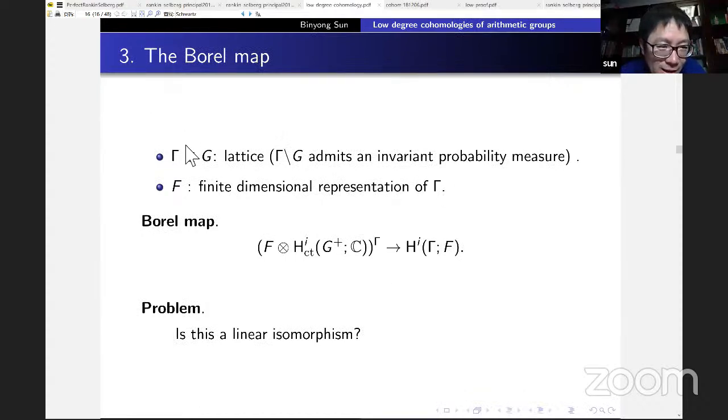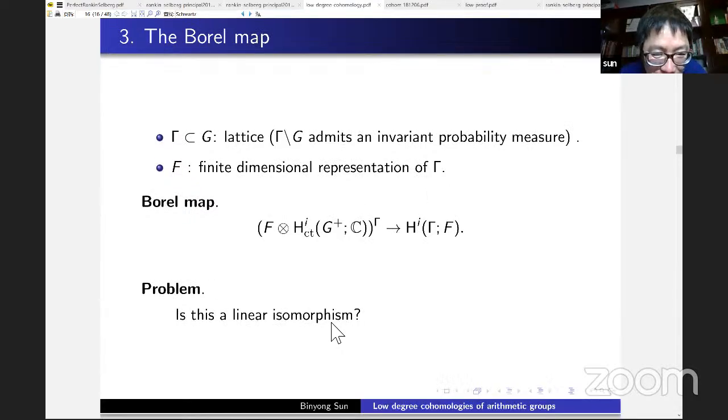Now let gamma be a lattice in G. G is a Lie group. Lattice means this quotient G mod gamma has an invariant probability measure. This is the definition of lattice: a discrete subgroup whose quotient has an invariant probability measure. So let F be a finite dimensional representation of gamma.